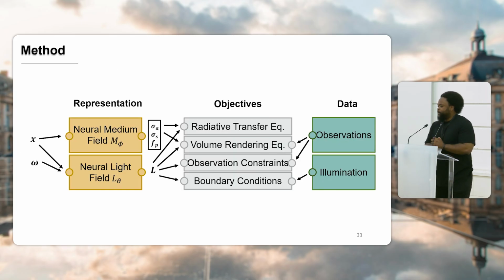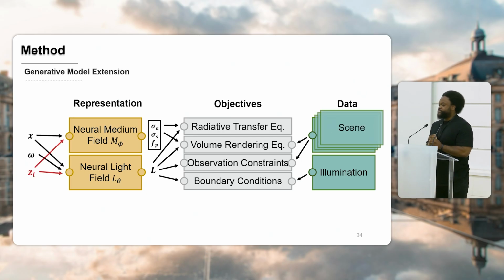Now, so far, our pipeline is scene-specific, but it doesn't have to remain like that. One thing that we can do is extend this framework to a generative modeling setup, where we are now dealing with multiple scenes, each being tied to an optimizable latent vector, such that at evaluation time, we can sample from the same distribution of these latent vectors, which can allow us to generate novel, physically meaningful, and physically plausible participating media.